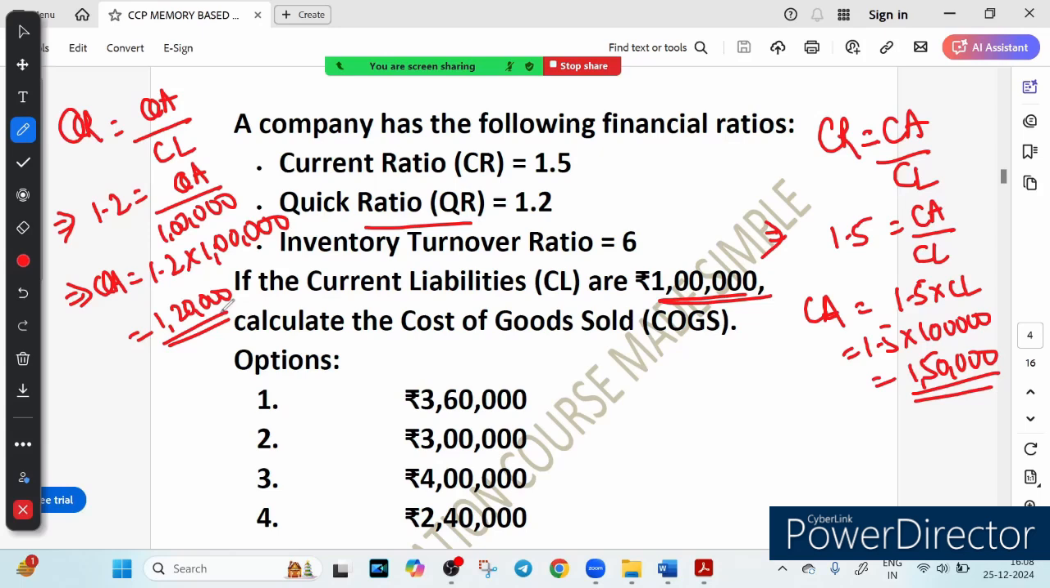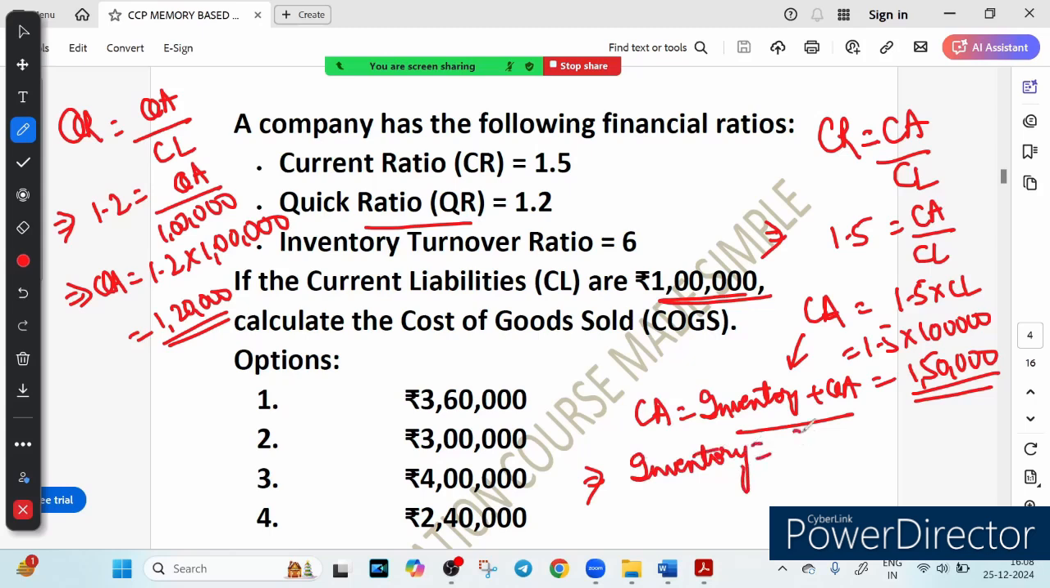Now what is the difference between the quick asset and the current asset? You know, current asset also includes inventory. So you can say current asset is equal to inventory plus quick asset. So the difference is inventory. Can you tell me what will be the inventory value here? Inventory is equal to current asset minus quick asset. What is the current asset here? That is 1.5 lakh. And what is the quick asset here? 1.2 lakh. If we subtract, this will give you 30,000. So 30,000 will be the inventory.